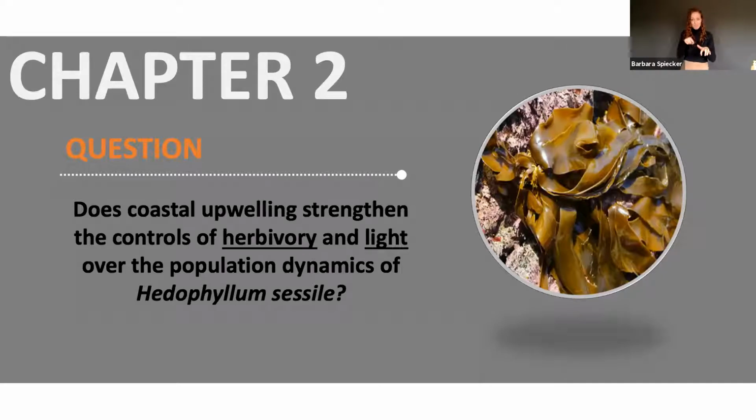So with chapter 2 here, we start at that smallest of scales, the organismal scale, where survival of early life history stages is critical to the successful establishment of future benthic populations. So light availability and herbivory are 2 factors likely to influence the successful establishment of kelps. But the interactive effects of both of these factors on macroalgae, especially in the context of coastal upwelling, has not been well studied. So in this chapter, I ask whether the effects of herbivory and light over the population dynamics of Hedophyllum sessile can be strengthened by coastal upwelling.